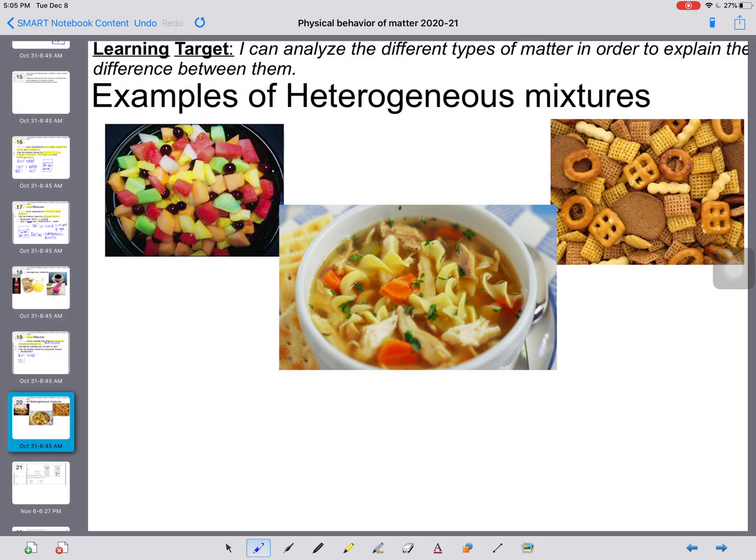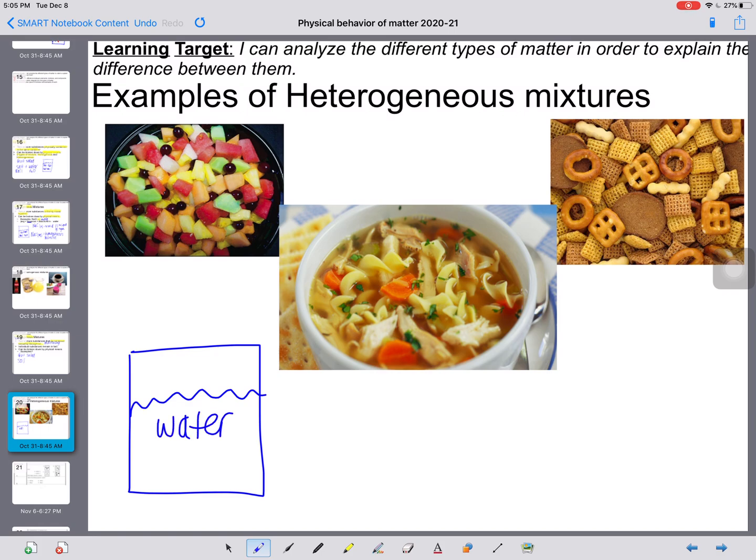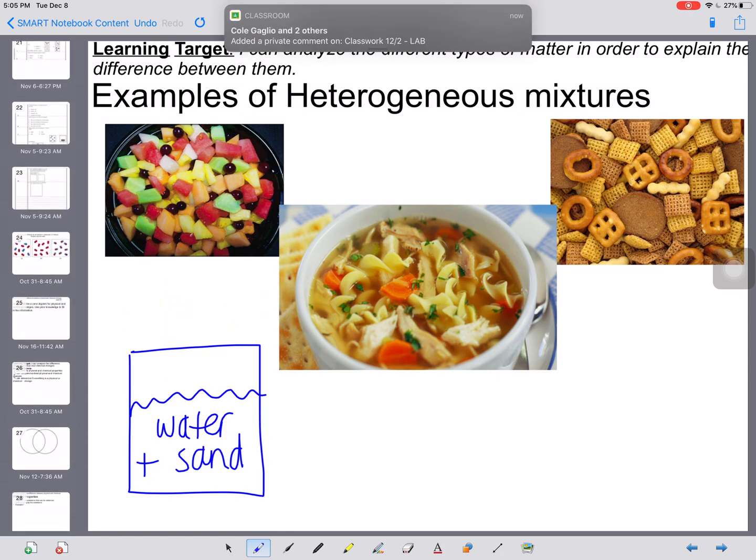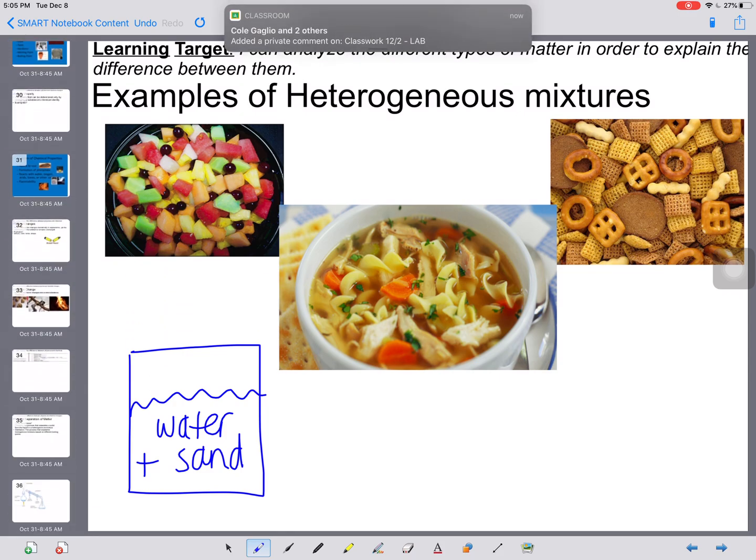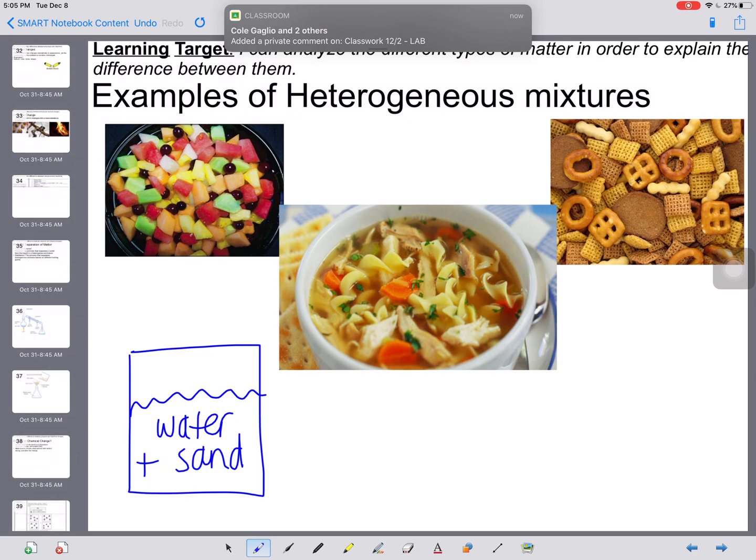Another example of a heterogeneous mixture would be like if we had a glass of water and we added sand to it. Now, sand is not like salt or sugar. It does not dissolve in water, so it would just kind of fall to the bottom. So if you had this mixture of sand and water, you might want to do something like run it through a filter, okay? That might look like this, right?